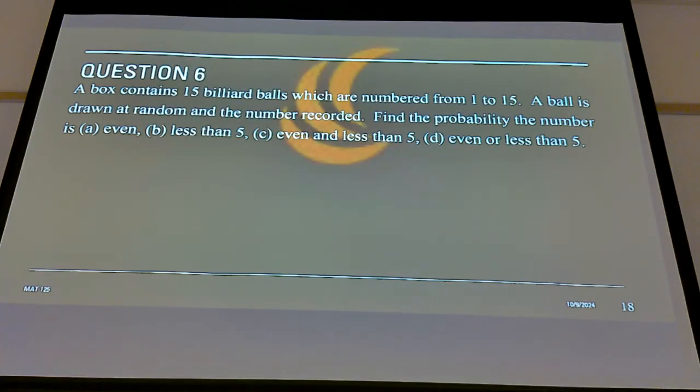Is there any other example that would be given to you, most likely? Because they even said it's numbered 1 to 15, so they're not assuming you know anything about billiard balls.